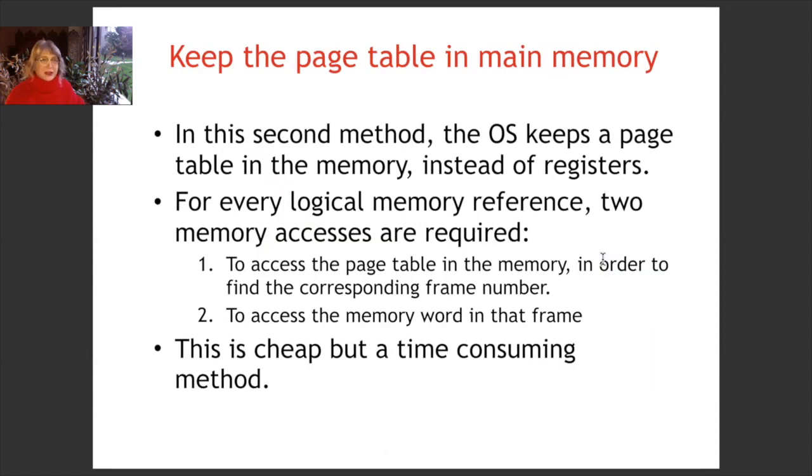The second approach is to keep the page table in main memory. In the second method, the operating system keeps a page table in the memory instead of registers. For every logical memory reference, two memory accesses are required: one to access the page table in the memory in order to find the corresponding frame number, and another to access the memory word in the frame. This is cheap but a time-consuming method.